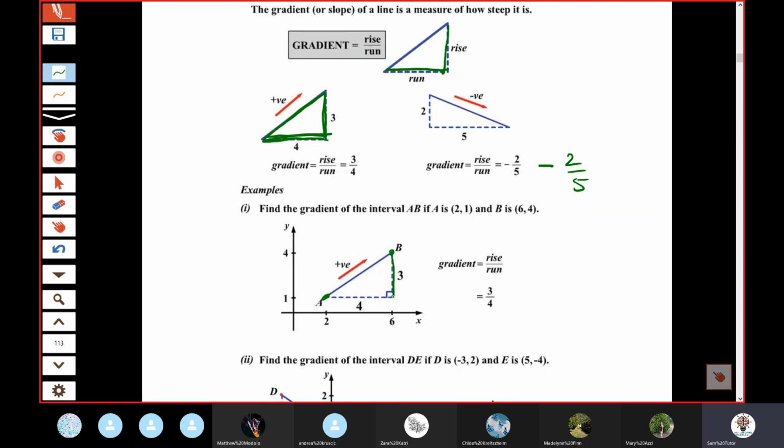Don't forget, you have to create a right angle triangle. What's your run? What's your run from 2 to 6? 4. And then because it's sloped to the right, that's the last thing you've got to look at, your slope. It's sloped to the right. The answer is 3 over 4. So positive 3 over 4. Any questions for that one?